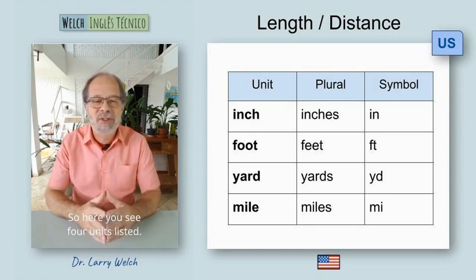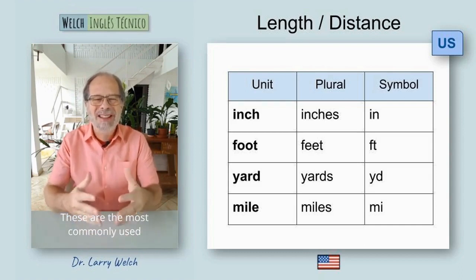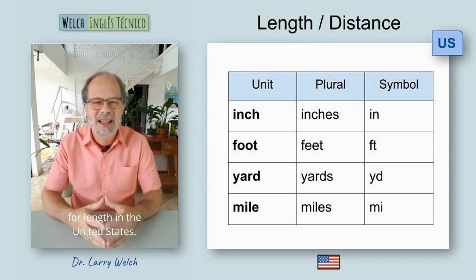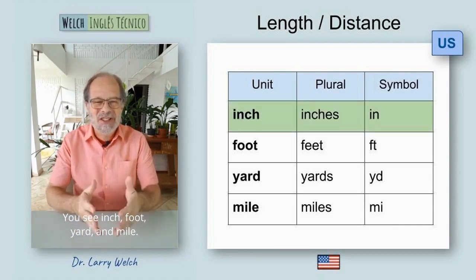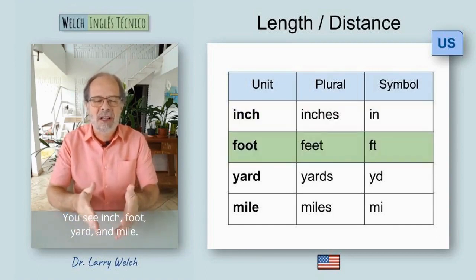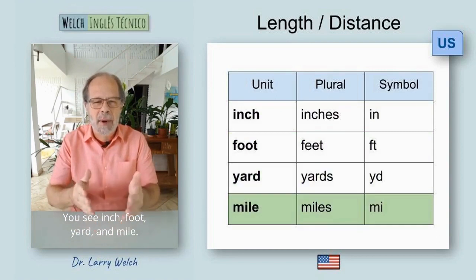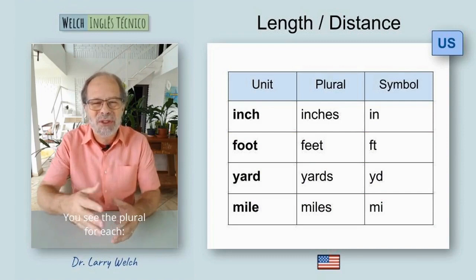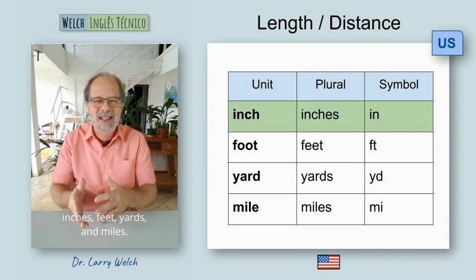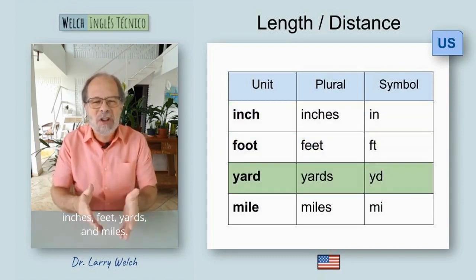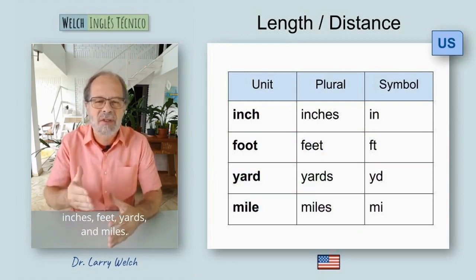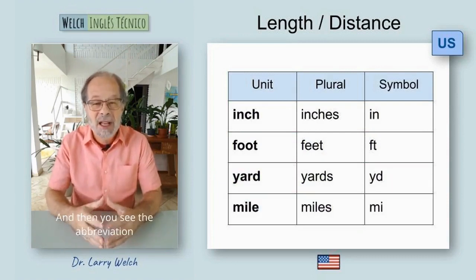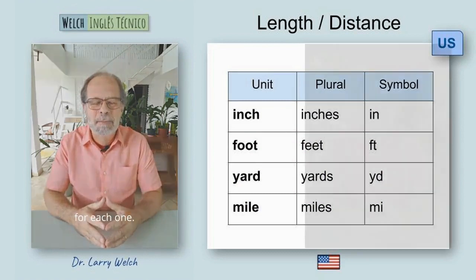So here you see 4 units listed. These are the most commonly used for length in the United States. You see inch, foot, yard, and mile. You see the plural for each: inches, feet, yards, and miles. And then you see the abbreviation for each one.